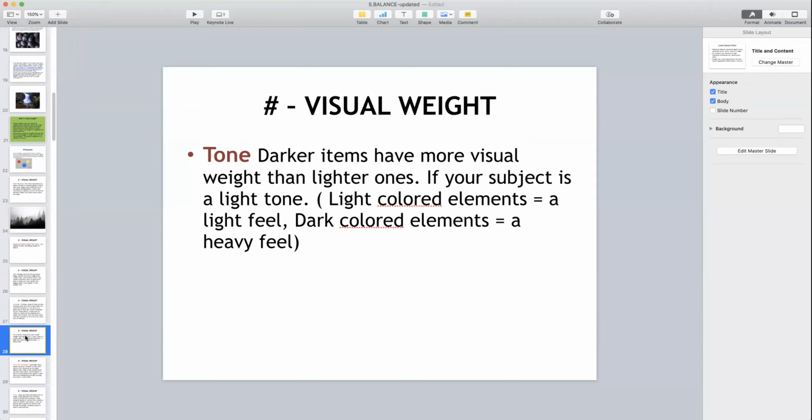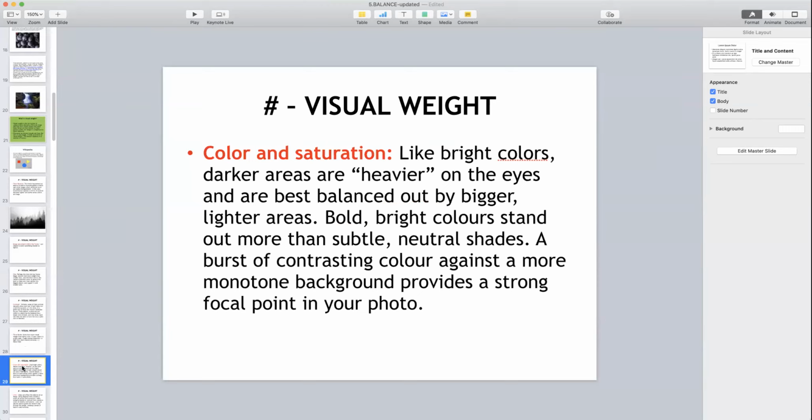Now tone, as we just talked about. Darker items have more visual weight than the lighter one if your subject is light tone. Light color element means a light feel. Dark color elements means a heavy feel. Okay, so this is a little extension of that term. Color and saturation, visual color. We will talk about this in a bit more detail ahead within visual weight.